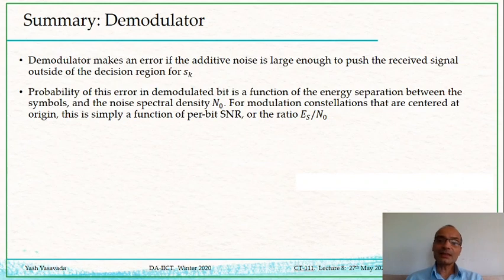Now the demodulator can still make an error if the noise is so big that you transmit a particular symbol and the received vector falls outside of the decision region for that particular symbol. And the probability of error, as we have said earlier, depends on the distance between the two symbols and it also depends on the power spectral density N0 of the noise. Effectively, it's a function of the signal to noise ratio, or Es over N0.